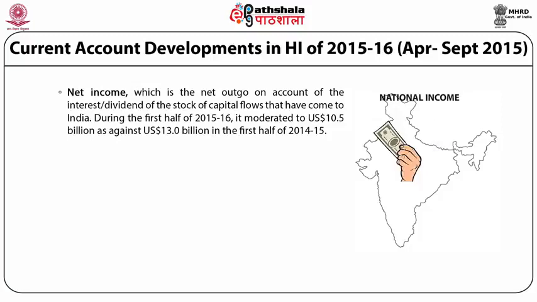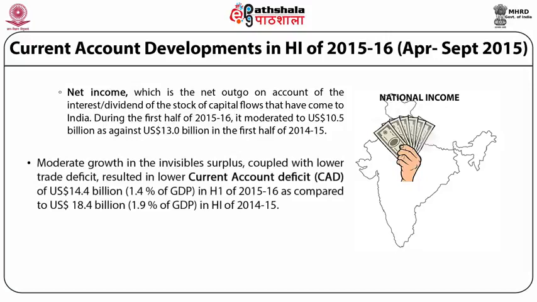During the first half of 2015-16, it moderated to 10.5 billion US dollars as against 13 billion US dollars in the first half of 2014-15. Moderate growth in the invisible surplus coupled with lower trade deficit resulted in lower current account deficit, which occurred at 14.4 billion US dollars, approximately 1.4% of GDP in the first half of 2015-16, as compared to 18.4 billion US dollars, that is 1.9% of GDP, in the corresponding period in the previous year.